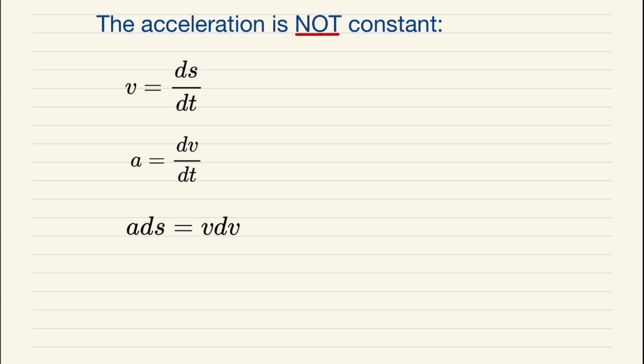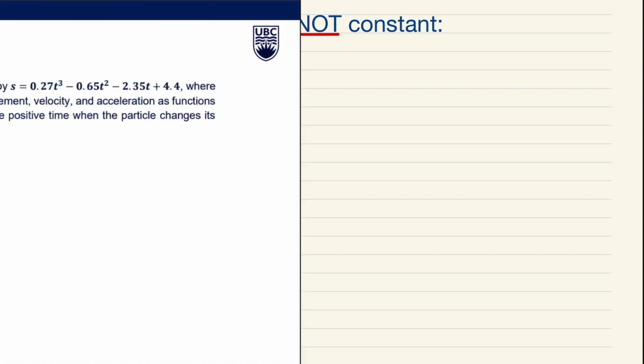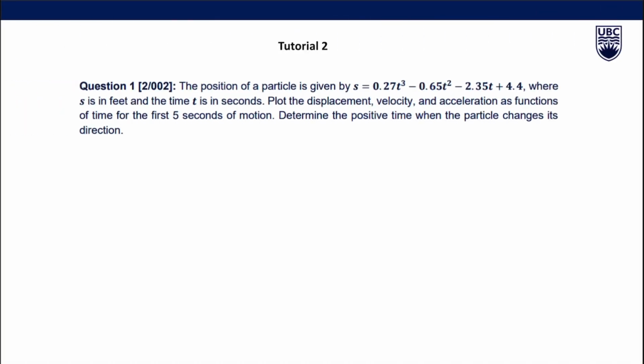Ready to see these concepts in action? Let's start with question 1 and see how derivatives and integrals help us tell the full story of motion. Alright, let's dive into our first question about rectilinear motion. We are given a particle whose position over time is described by this equation here, right? Our task is to plot the displacement, velocity, and acceleration for the first 5 seconds of motion and determine when the particle changes direction. First things first, let's find the velocity and acceleration by differentiating our position equation with respect to time.